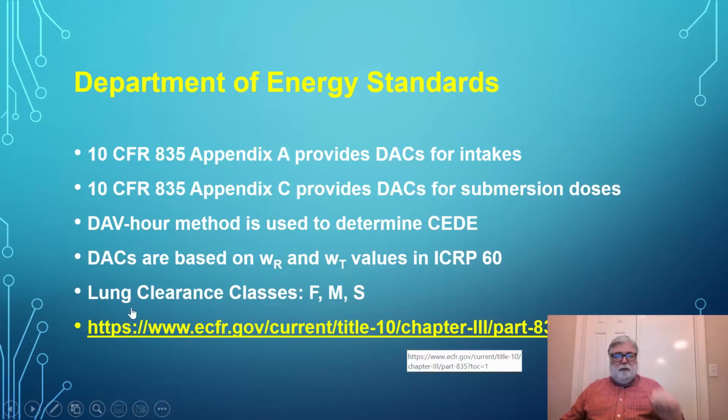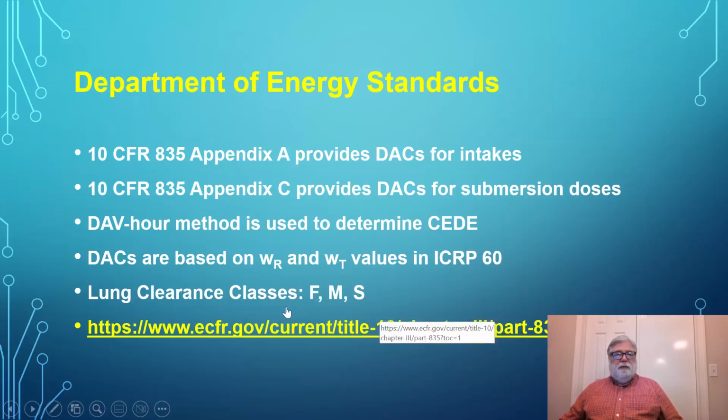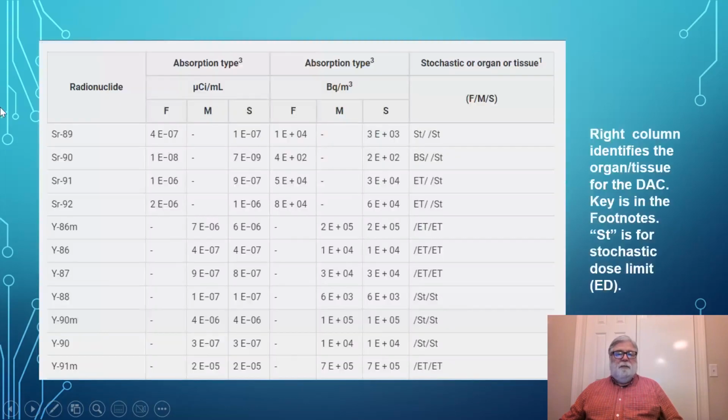I'll give you a link here. The lung clearance classes have different names as well. That's because of guidance. It's fast, medium, and slow instead of daily, weekly, and yearly. And I give you a link to the table that's provided. Here is an example of the table.